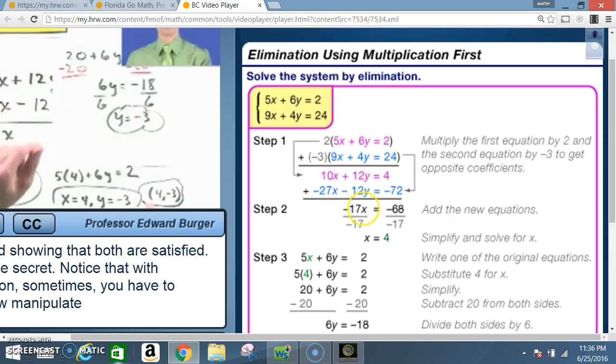I want to get this x by itself. It's being multiplied by negative 17, so I do the opposite of multiplication, which is division. So therefore, I'm going to divide both sides by a negative 17. So a negative 17 and negative 17, they cancel out, and I'm left with x is equal to 4.